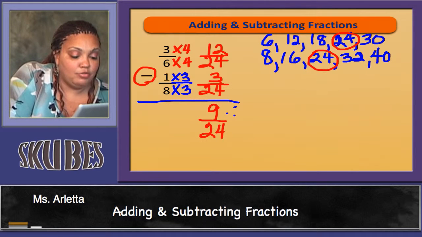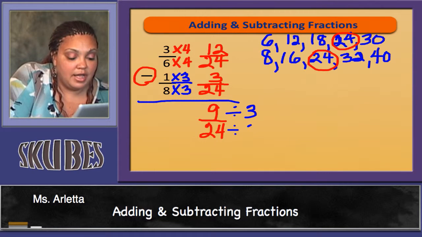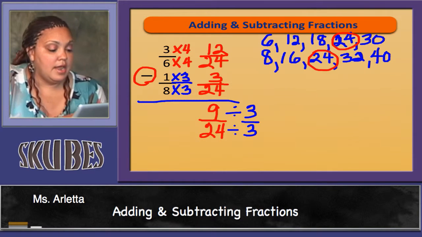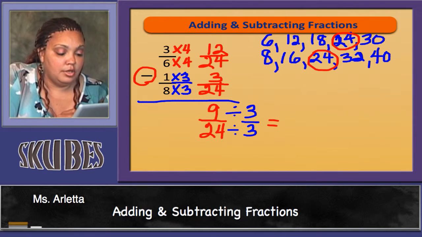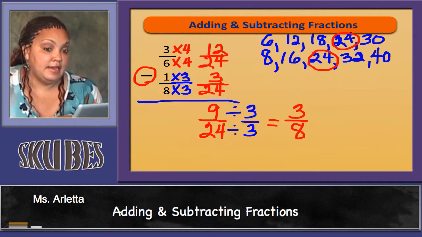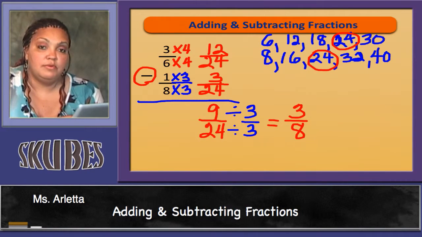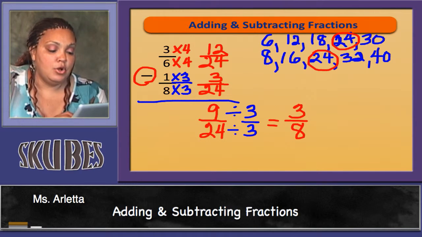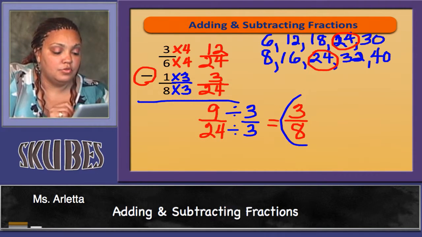So we will divide by 3. You'll have to divide the 9 by 3, and you'll have to divide the 24 by 3. 9 divided by 3 gives you 3, and 24 divided by 3 gives you 8. Once again, we have 3/8 now, and we're checking to see if that is a simplified fraction or not by looking to see if 3 and 8 have a common factor. And looking at it, no, they don't. So our answer is 3/8.